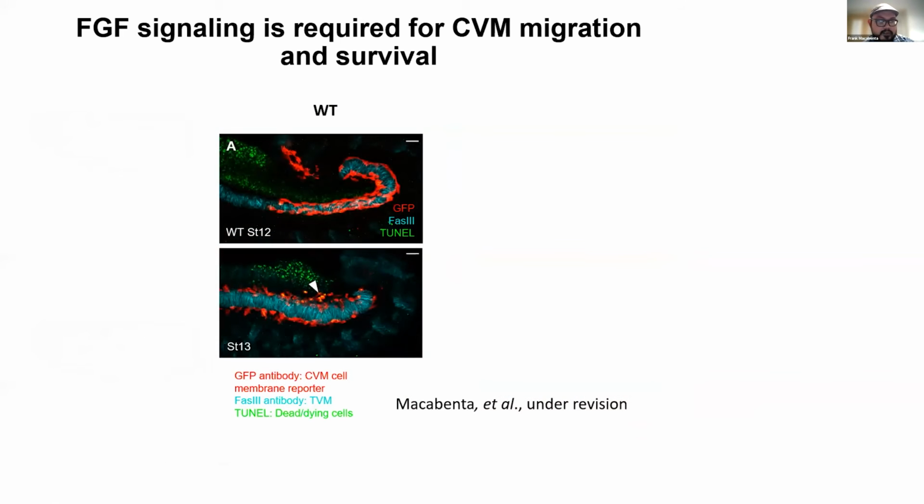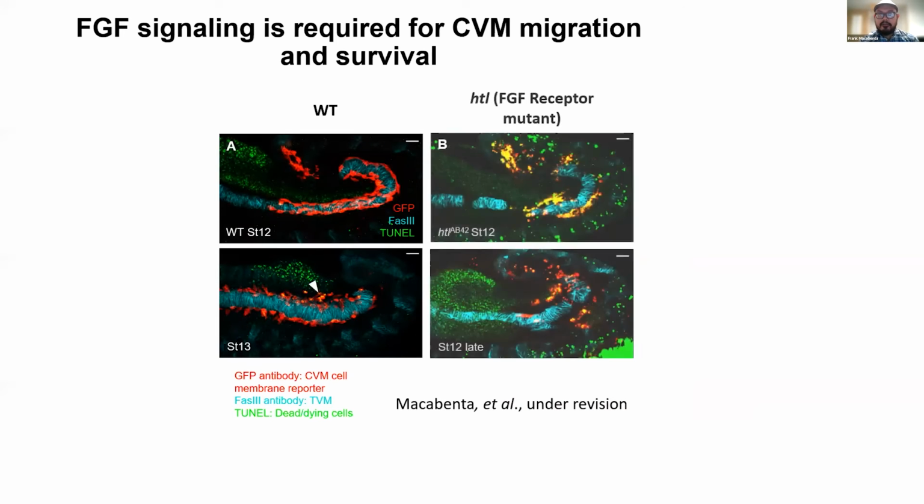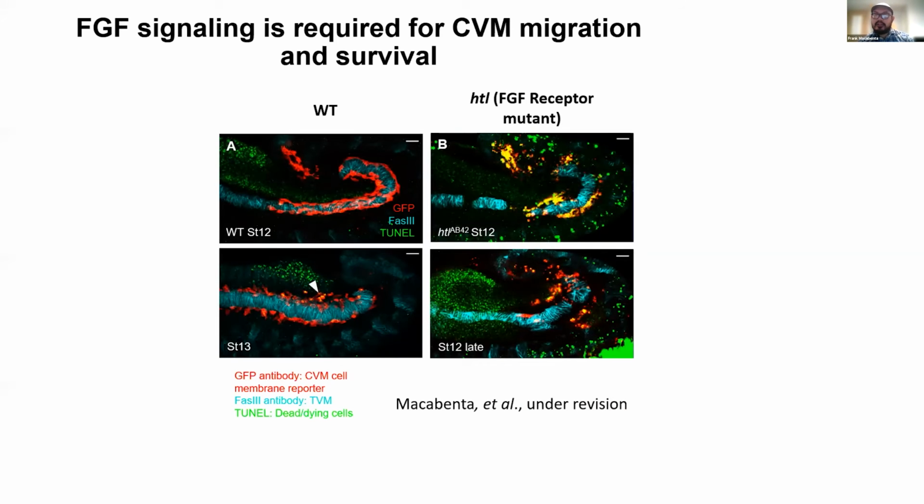Something we could also look at is cell death over the course of CVM migration, and it seems to proceed even in wild type. Using a TUNEL assay, which is the green signal here, you can see that there is a small population of cells that does undergo cell death, even in wild type. However, when you look at mutants for the heartless FGF receptor, you see this really wholesale loss of cells, such that nearly all CVM cells undergo apoptosis.